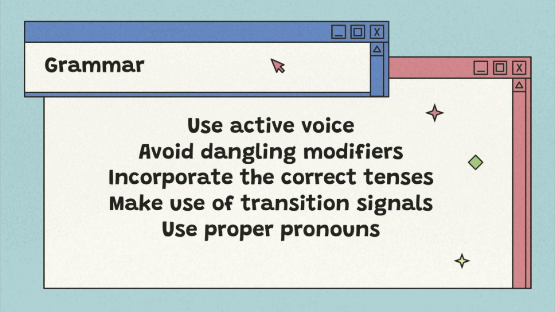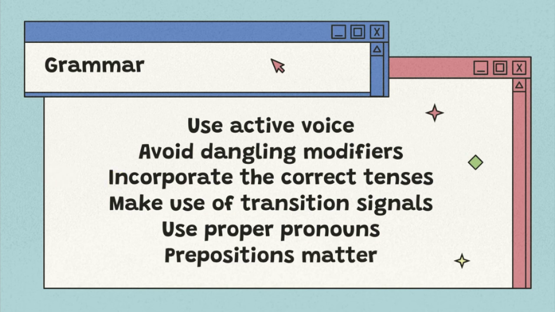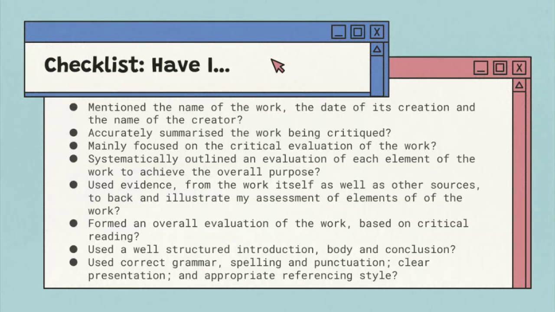Use proper pronouns. So this will help you deliver your work without much time and effort and to produce a more conversational critic. And lastly, prepositions matter. They locate and express movements as well as lapse in time. So remember that these are as important as any other elements of the English language. So you will be guided by this checklist by SiteWrite in writing your critic.